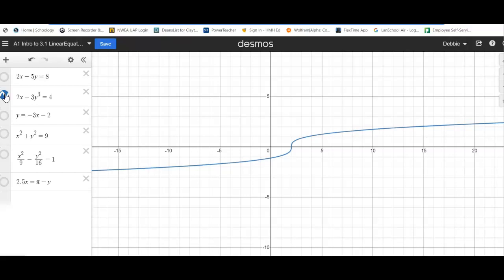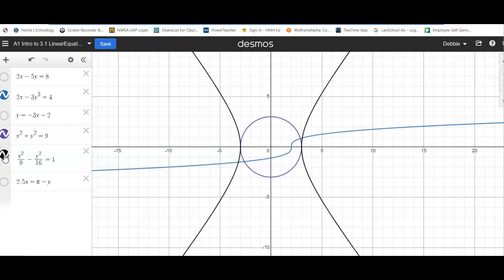2x minus 3y cubed. x squared plus y squared equals 9. x squared divided by 9 minus y squared divided by 16 equals 1. You can see that all of these are curves. This is a circle. This is actually a cube root function, which you'll learn about in Algebra 2. And this is a hyperbola, which you'll also learn about in Algebra 2.